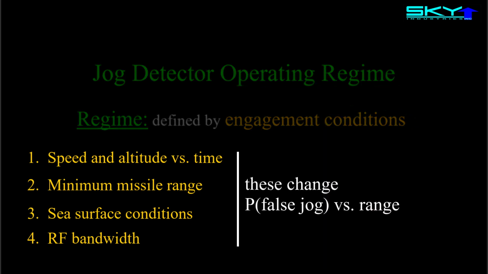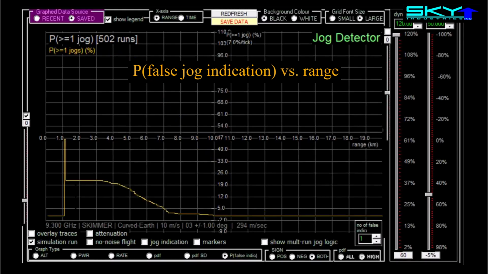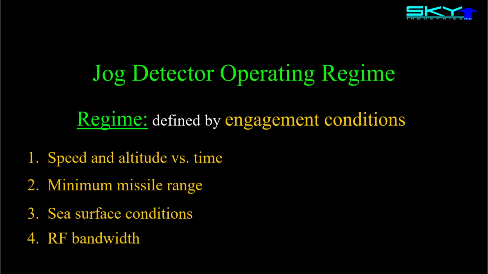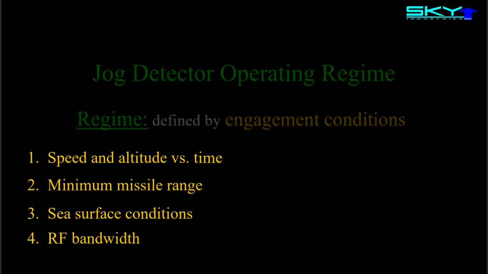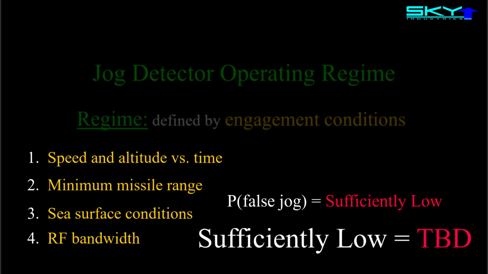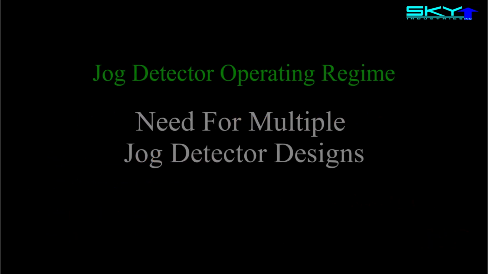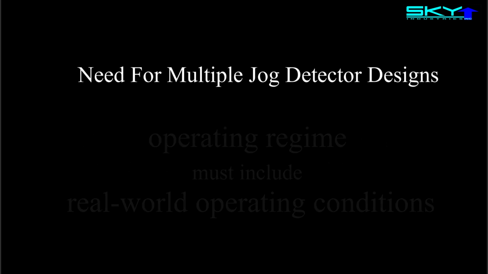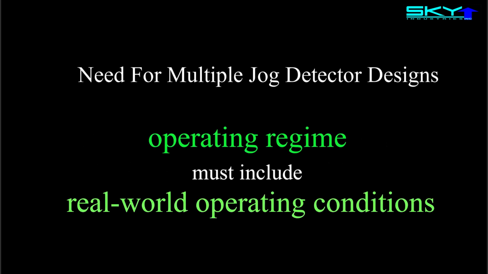Now, wiggling any or all of these parameters can change the graph of probability of false jog indication versus missile range, which is the graphs we've been looking at up till now. The operating regime is the combination of these 4 parameters for which the probability of false jog indication is sufficiently low, where sufficiently low means, well, we have to define that yet. And here's another key point. For different test conditions, we may require different jog detector configurations or even different designs to ensure that the detector's operating regime includes the real-world operating conditions, the operating conditions where you need it to work.